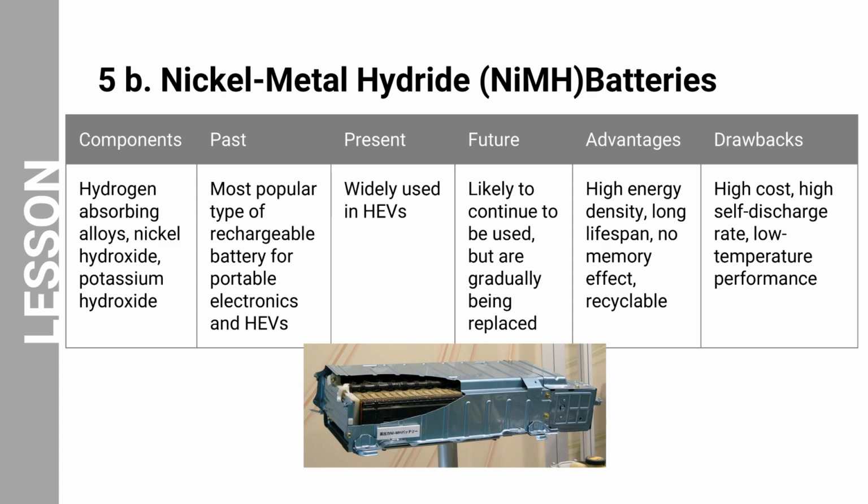Nickel metal hydride batteries have drawbacks. They are more expensive than other types of batteries, such as lead-acid batteries. They have a high self-discharge rate, meaning that they lose power over time, even when unused. This can reduce the amount of time that an HEV can run on a single charge. Their cold weather performance is not as robust as other battery types, such as lithium-ion batteries.